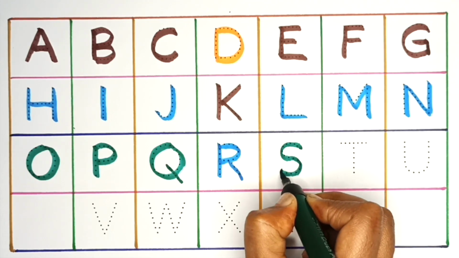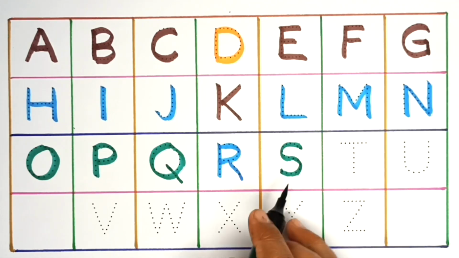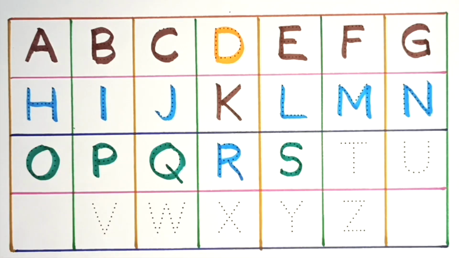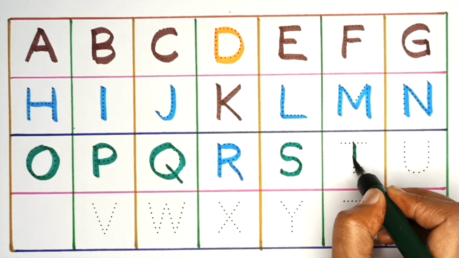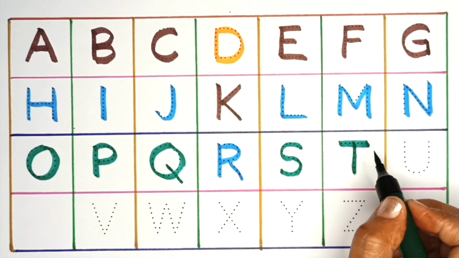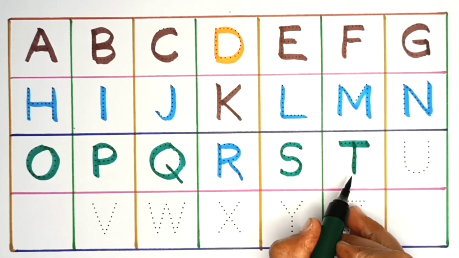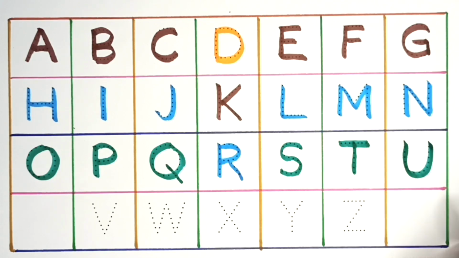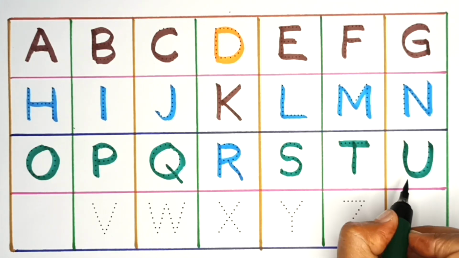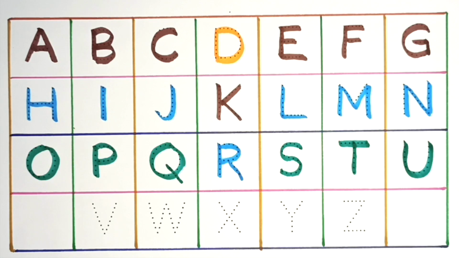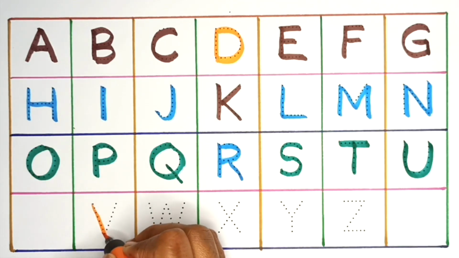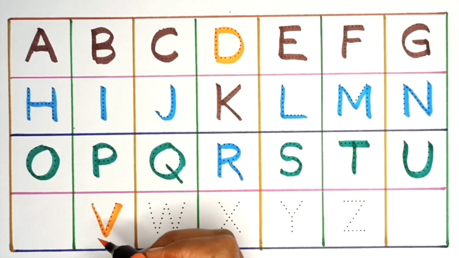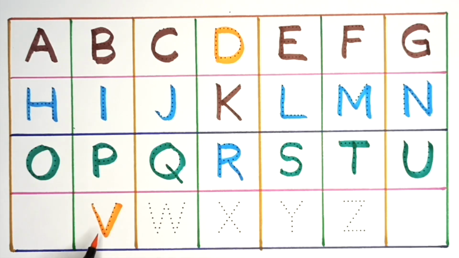S, S for sheep, S. T, T for tree, T. U, U for umbrella, U. Orange color, V, V for van, V.